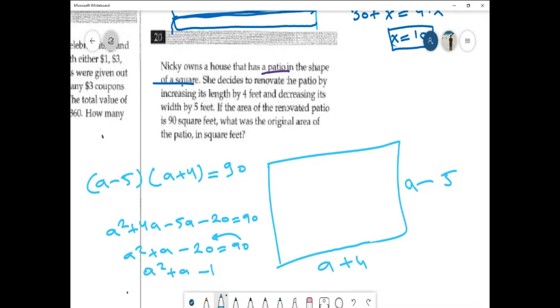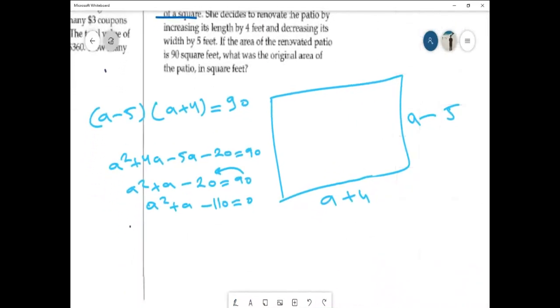A minus 5. If I multiply length with width, it will give me the area. A plus 4 will be equal to 90. So if I multiply this, A squared plus 4A minus 5A minus 20 is equal to 90. So A squared minus A minus 20 is equal to 90.